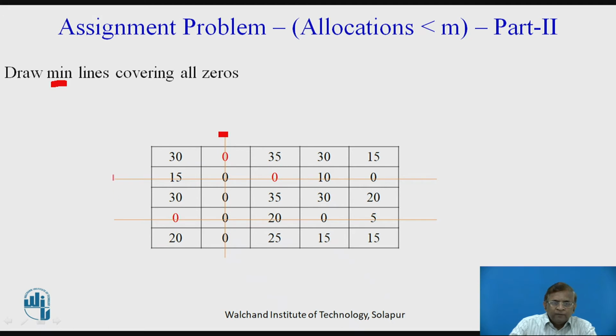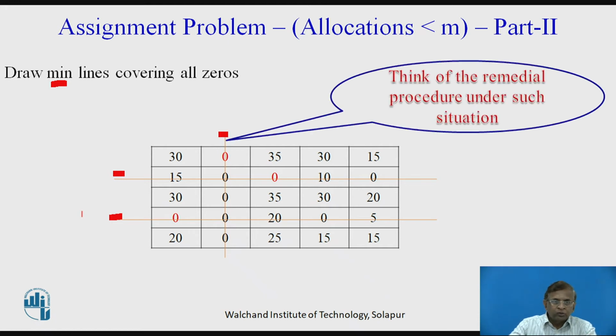Then secondly, in the second row, we have this particular line that covers the 2 remaining zeros in that row. In the fourth row also, if you see, the 2 remaining zeros are covered by this line. So 3 allocations, we got 3 lines. That's how we have 3 allocations here.